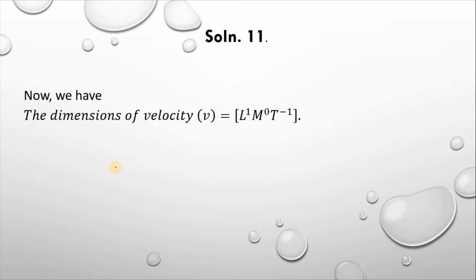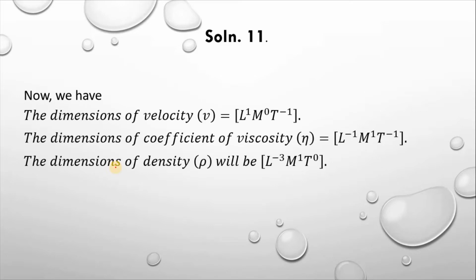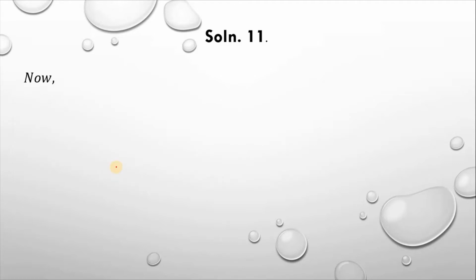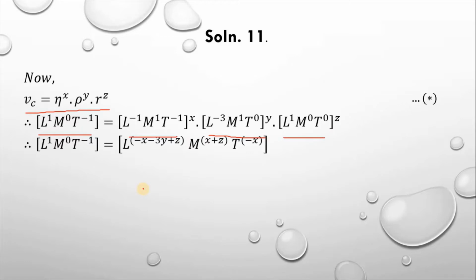And now we have got the dimensions of velocity, the dimensions of coefficient of viscosity, the dimensions of density, and the dimensions of radius. So let us go to the substitution part. We already know from the given value that critical velocity is eta raised to x, rho raised to y, and r raised to z. Now substituting their dimensions will give you this. This is the dimensions of critical velocity or velocity, this is the dimensions of coefficient of viscosity, this is the dimension of rho, that is density, and this is the dimensions of r, which is radius. Now solving them further will give you this term.